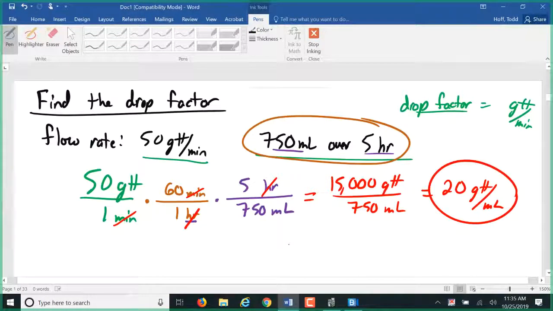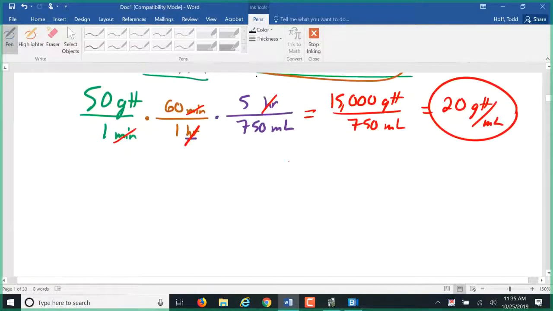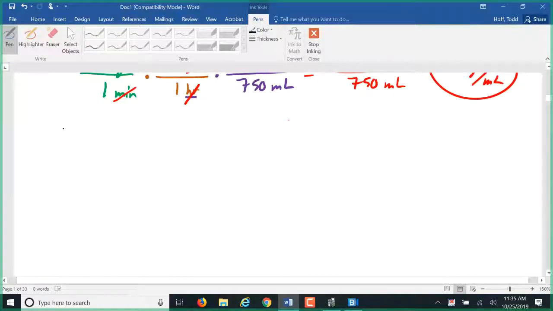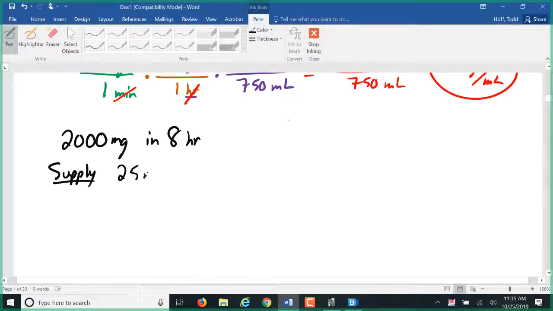Now, we might not always be given that exact information. We might be given that we are infusing 2,000 milligrams over 8 hours, and that our supply states that it is 25 milligrams per 12 milliliters, and a flow rate is set at 30 drops per minute.